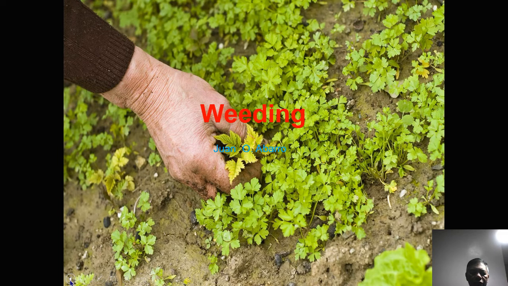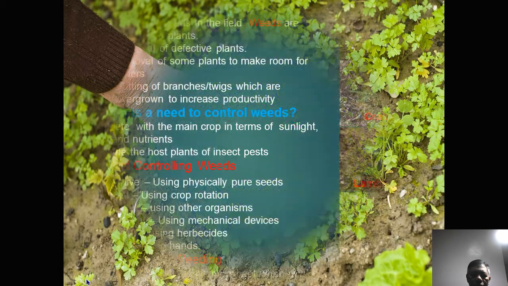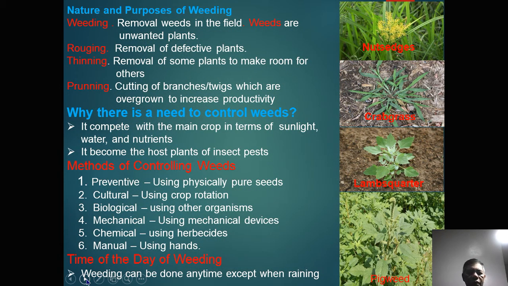Let us start with the nature and purpose of weeding. First, I would like to clarify to you some significant words in relation to weeding. But of course, let's take the short definition of weeding. When you are talking about weeding, this is the removal of weeds in the field.